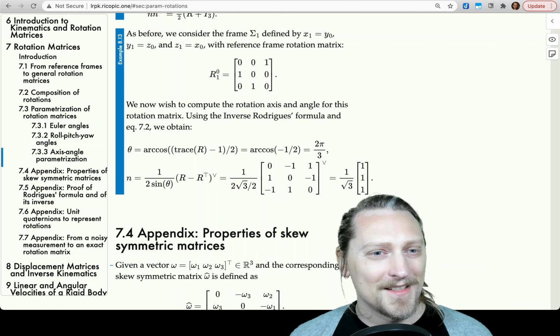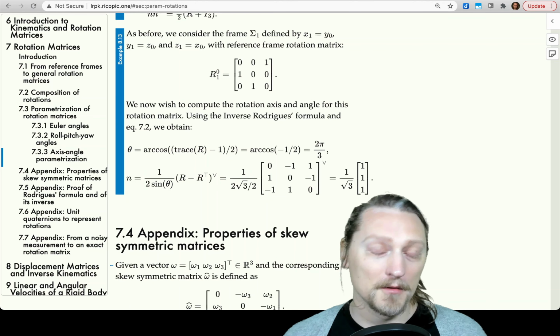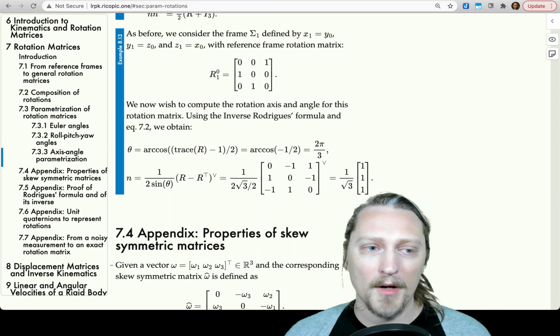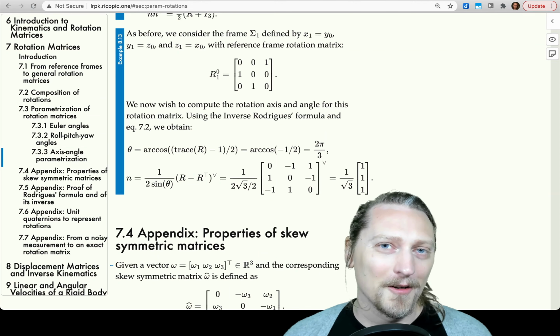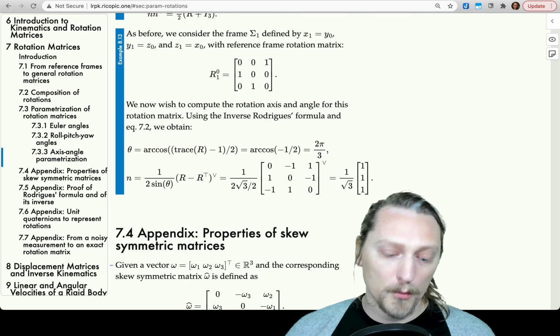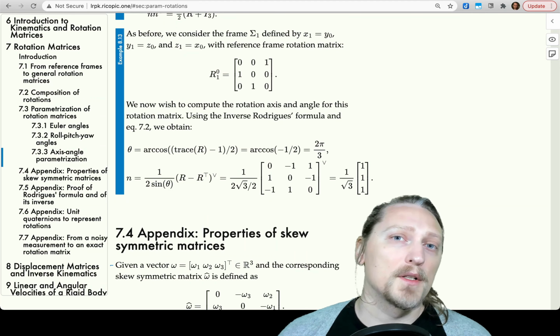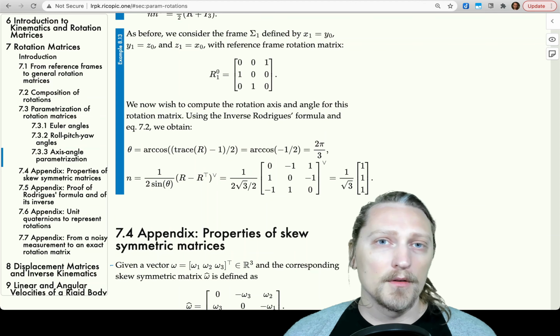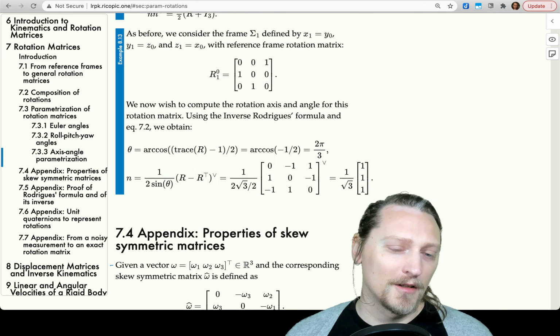Okay, so that is it for the Rodriguez formula and the inverse Rodriguez formula. Also, the parametrizations of rotation matrices are finished up. There are several appendices to this chapter, and I highly recommend that you read through them, especially the one on quaternions. But I'm not going to be doing any videos for those, so you're going to have to just read those.